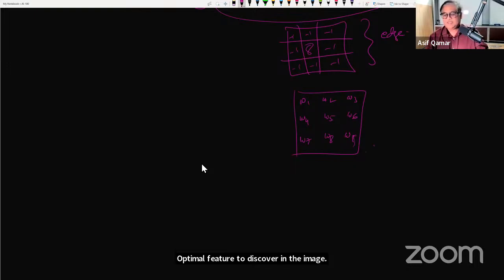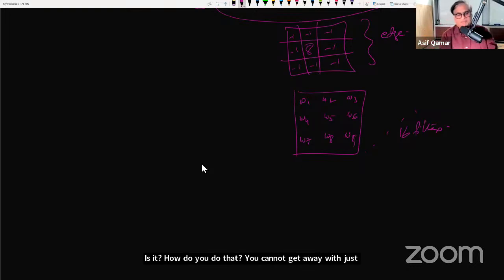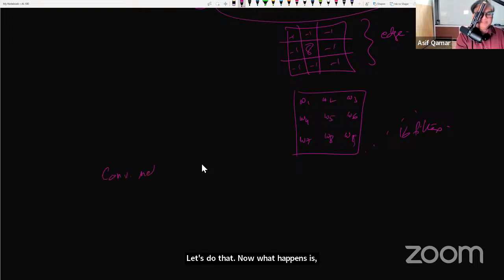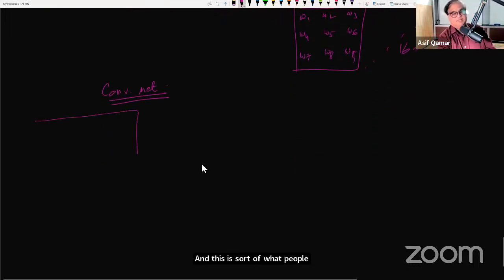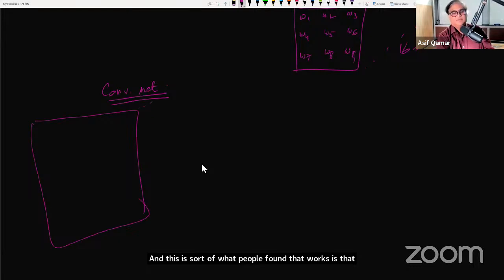So you better start with a large number of filters. Let's say you start with 16 filters. Let's at least extract 16 features from the image. Are we together? You cannot get away with just one because that will be too little. Now, the way the convnets work, and this is what people found works, is that they would start with a big image, let's say with 3 channels. They would apply a certain number of filters, let's say 16 filters.